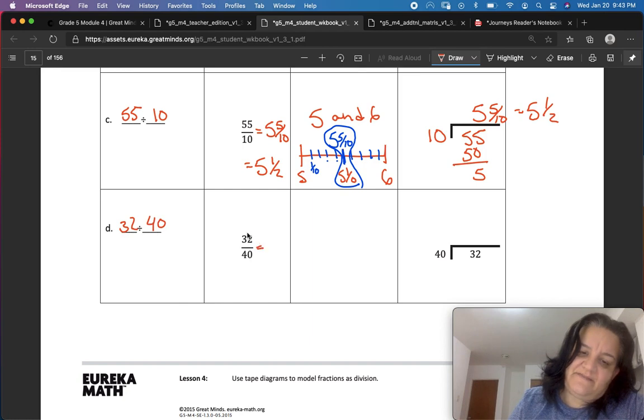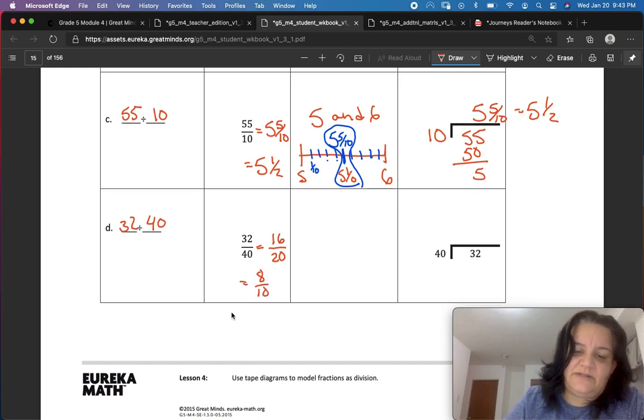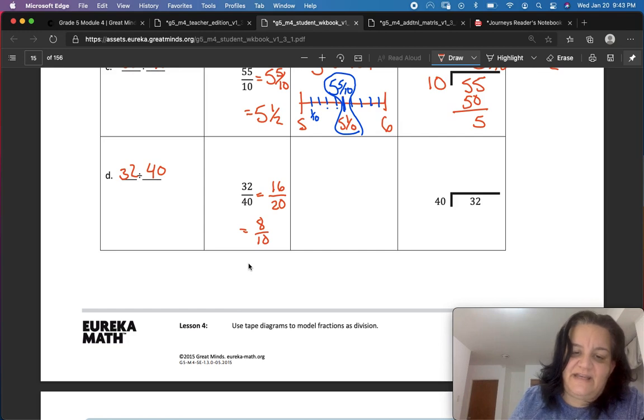Let's simplify that. If I divided 32 by 2 and 40 by 2, I would have 16 over 20, but I could divide that by 2 as well, couldn't I? And get 8 over 10. But look, there's so many equivalent fractions here. I could divide it even further by 2 again and get 4 over 5. Do you see that?